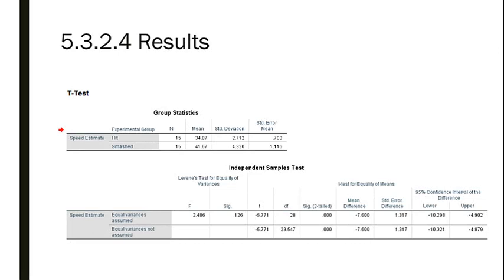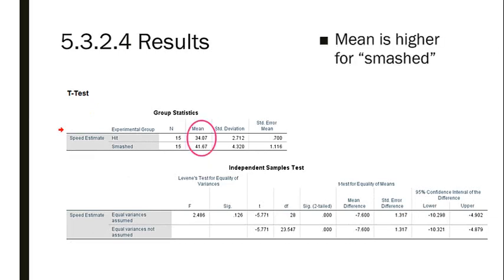So here we are back in PowerPoint. That first table with the descriptive statistics tells us that the estimated speed for the hit group was lower than for the smashed group, so our mean estimate of speed was higher for smashed.